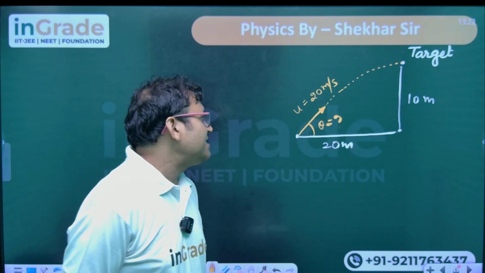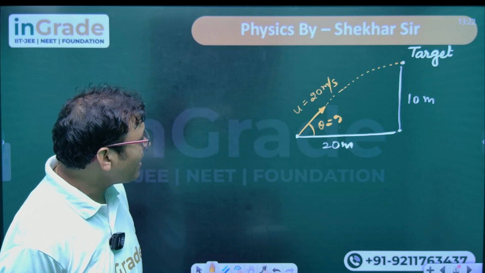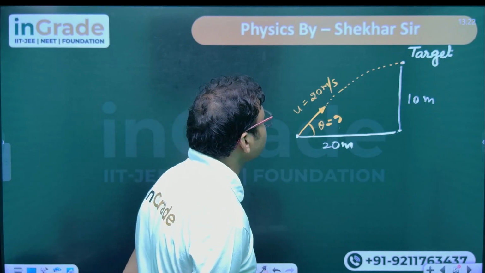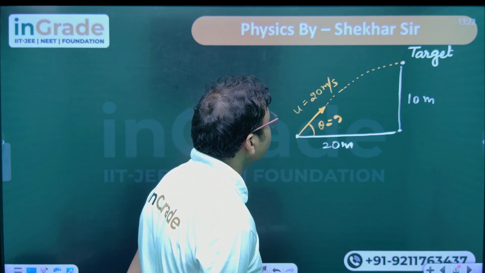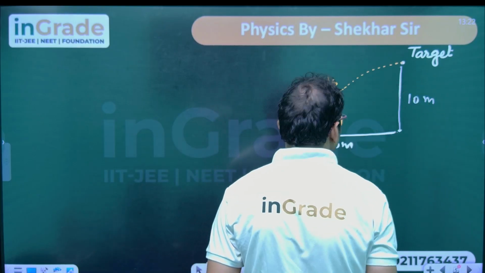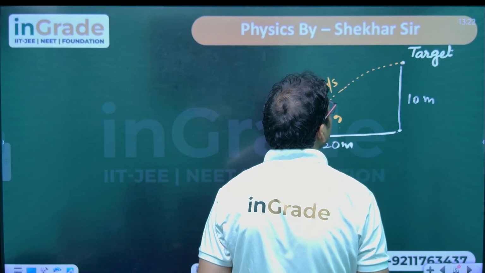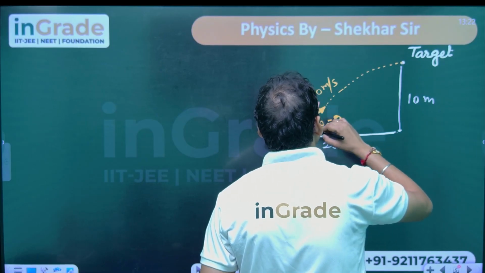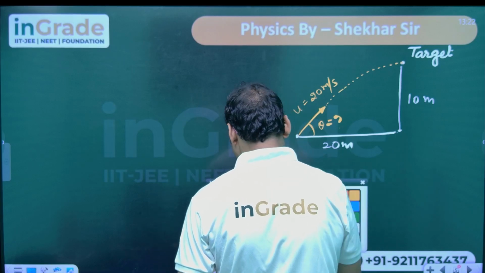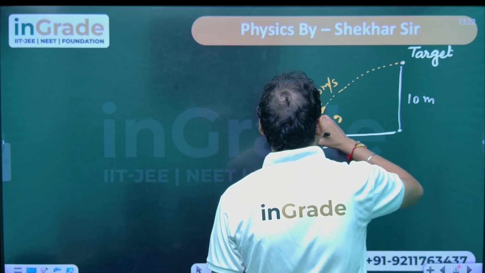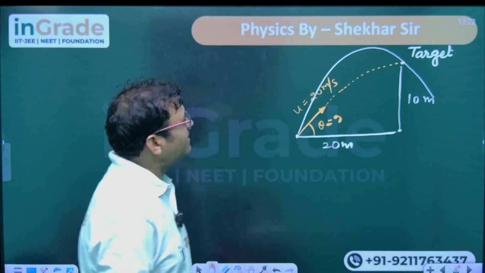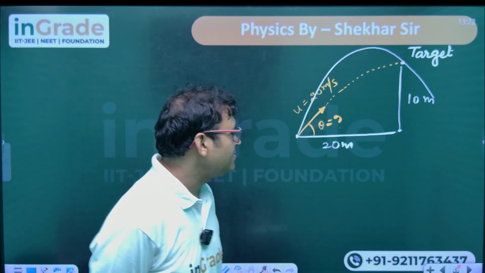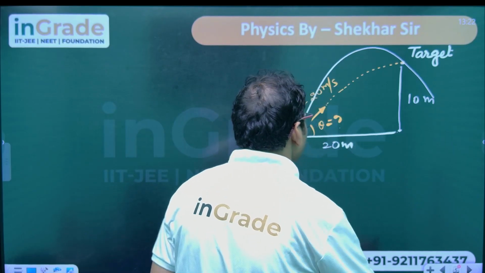This 10 meter, is it the highest point or maximum height? It may not be the maximum height. It can be the maximum height, it may not be. If the particle is thrown like this, then also it can hit the target, isn't it? So there are two possibilities of theta. Let us find out those.